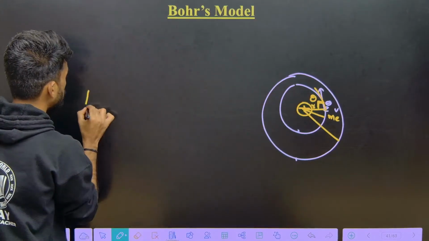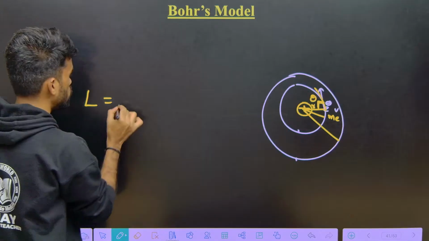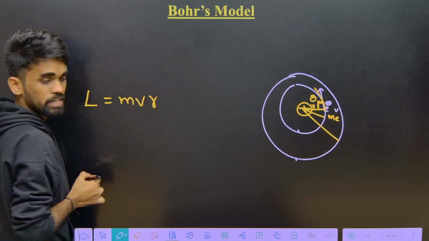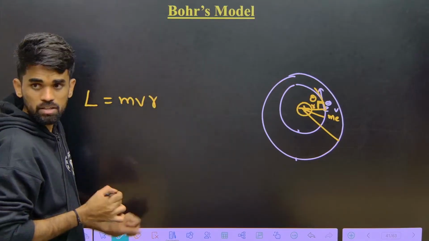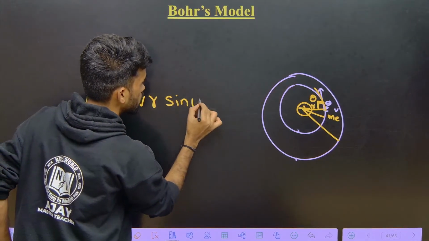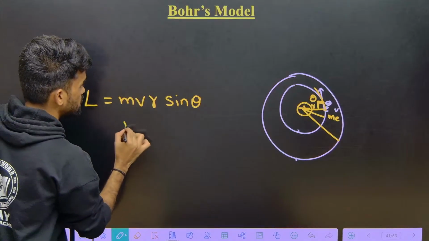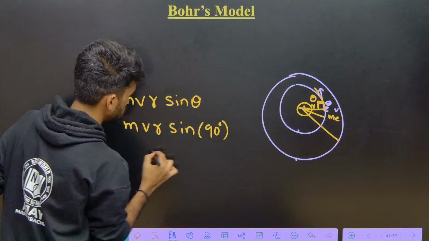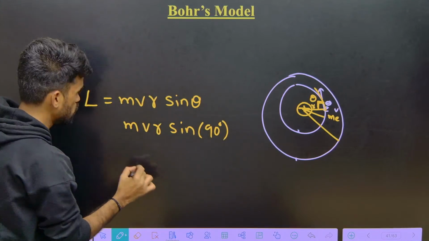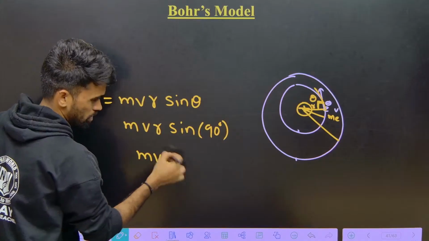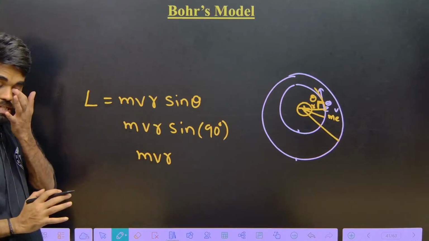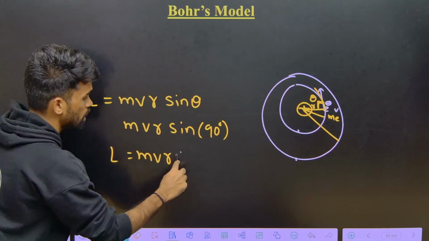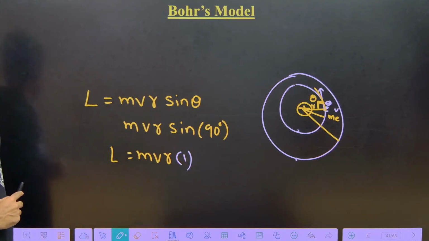Now angular momentum L equals mass, velocity, radius, m v r, times sin theta. What is sin theta? Sin 90 is 1. You don't need to remember all these things, just the final conclusions are required. I am giving this for a basic understanding. So we got angular momentum equals m v r.